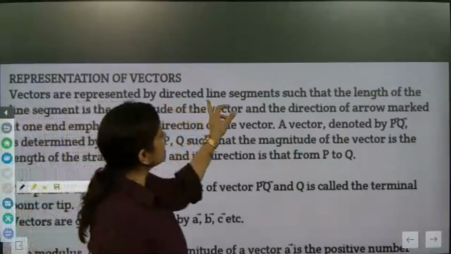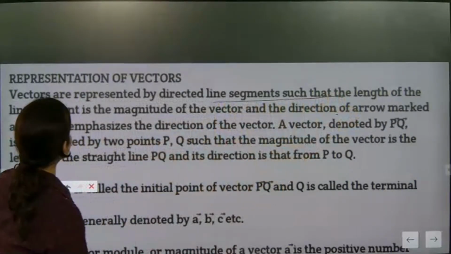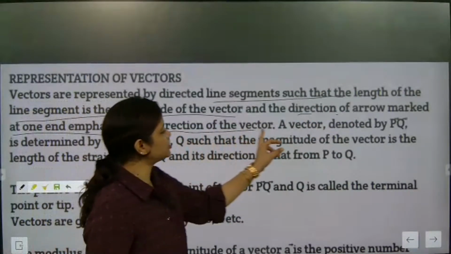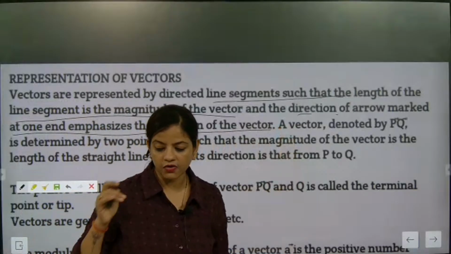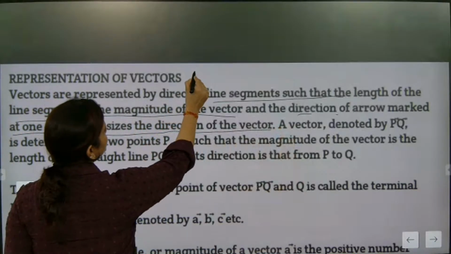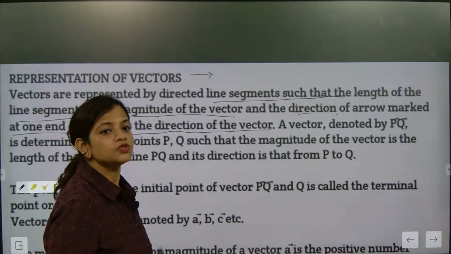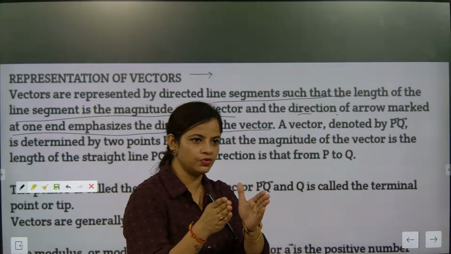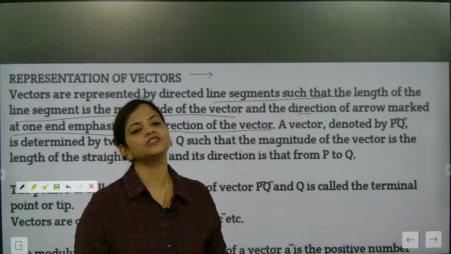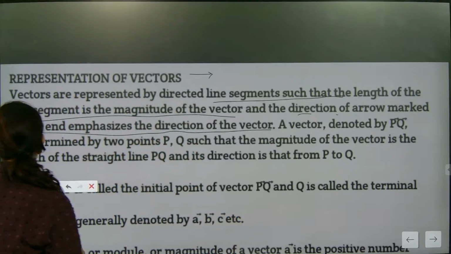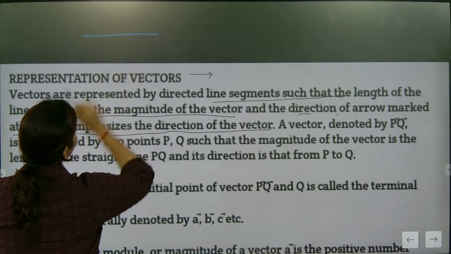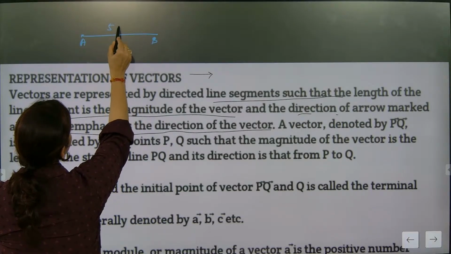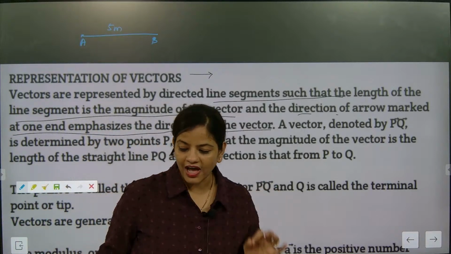A directed line segment: the length of the line segment is the magnitude of the vector, and the direction of the arrow marked at one end emphasizes the direction of the vector. So beta, whenever we are drawing a vector, we represent it by this line segment and this arrow. This line tells the magnitude, and the arrow represents the direction. If we draw a line like this, this is A and this part is B. So this is 5 meter.